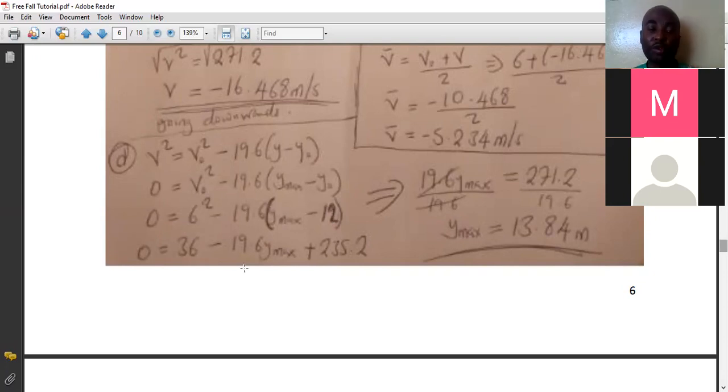So when you work this thing out and change the subject of the formula to y max, first of all, you open the brackets. When you open the brackets, you discover that there is a plus. So you should remember that. Then when you work this out, the maximum height is 13.84 meters.